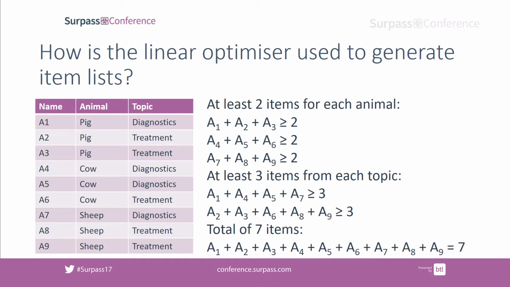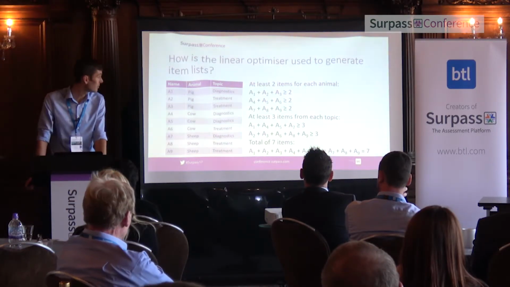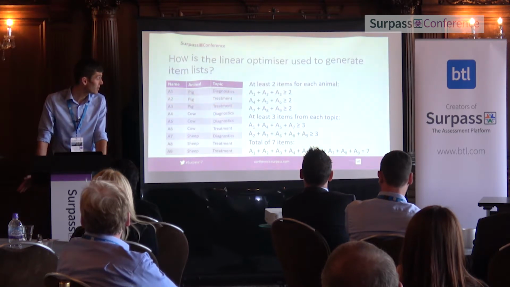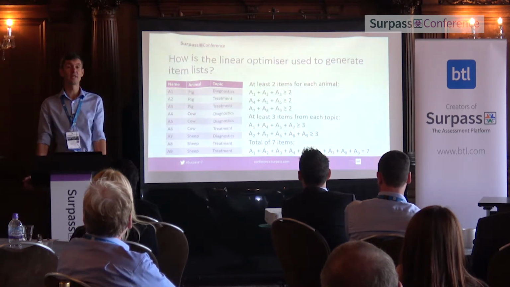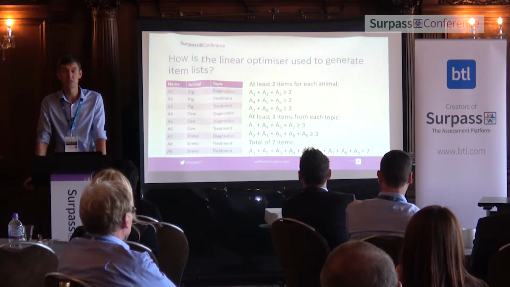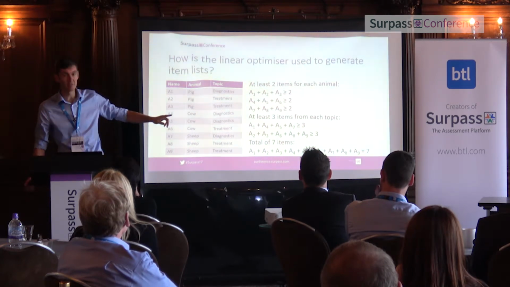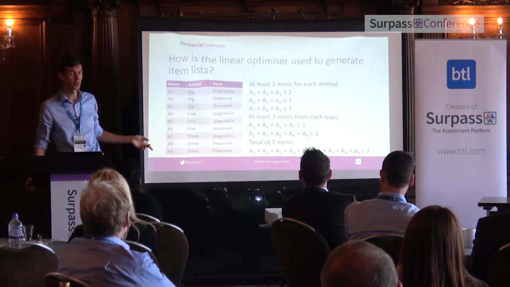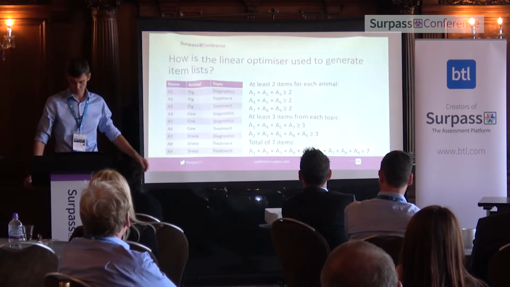Then we've also got constraints on the topic. The requirement is there must be at least 3 items from each topic. So we define an inequality for diagnostic. For the first one, just pick the items that are diagnostic. You can see 1, 4, 5, 7. And then the same thing for treatment. And then the final constraint is just the total number of items. We said here we want a test of 7 items. So we just add up every single variable, because that's just which items are used. That must equal 7.